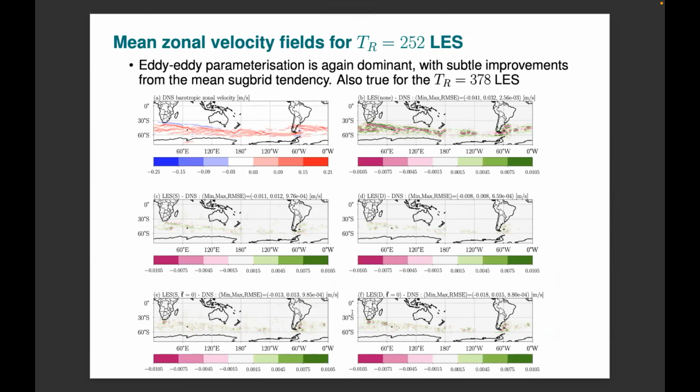We've also compared the mean zonal velocity fields between the DNS and all of the LES variants. This is the barotropic component of the zonal velocity from the DNS. This is the difference between the DNS barotropic zonal velocity field and that of the LES with no subgrid modeling at all. And you can see there's a whole bunch of biases that are introduced. If you use either the stochastic or deterministic variants of the Eddy-Eddy interactions, with the mean subgrid tendency included or not, that all reproduces the mean field quite well.